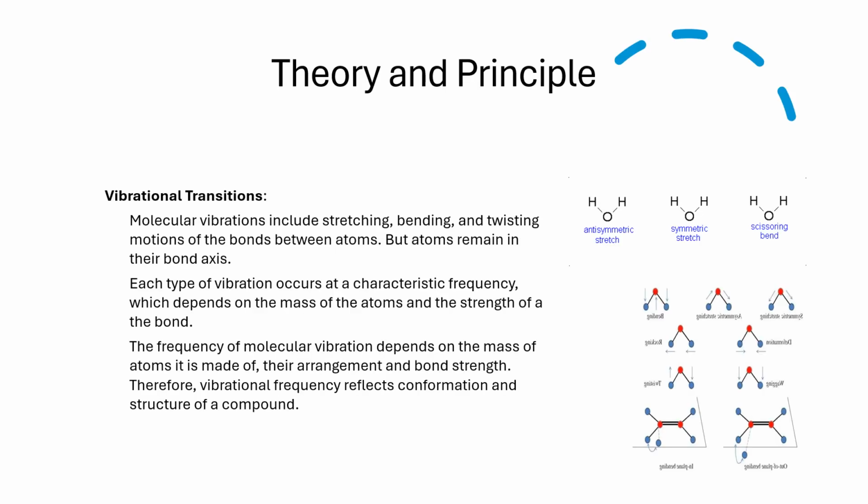There are different types of vibrations, such as stretching, bending, and twisting motion of the bonds. During these vibrations, atoms remain in their bond axis. That does not change. Each type of vibration occurs at a specific frequency, which depends on the mass of atoms present in the molecule, their arrangement, and the bond strength between different atoms.